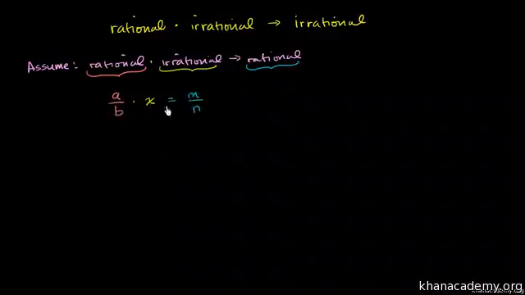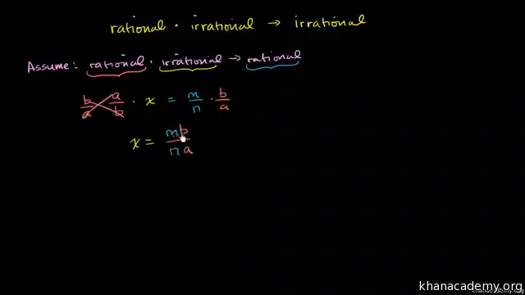So let's see if we can set up some form of contradiction here. Let's solve for the irrational number. The best way to solve is to multiply both sides times the reciprocal of this number right over here. So this was multiplied times b over a, times b over a, times b over a. And what are we left with? We get our irrational number x being equal to m times b, or we could just write that as mb over na.